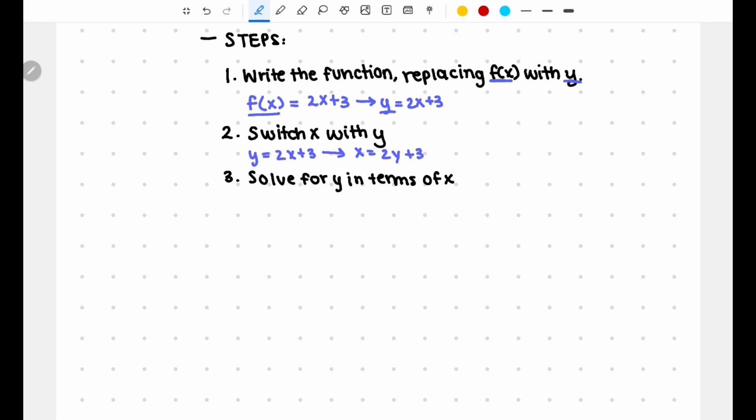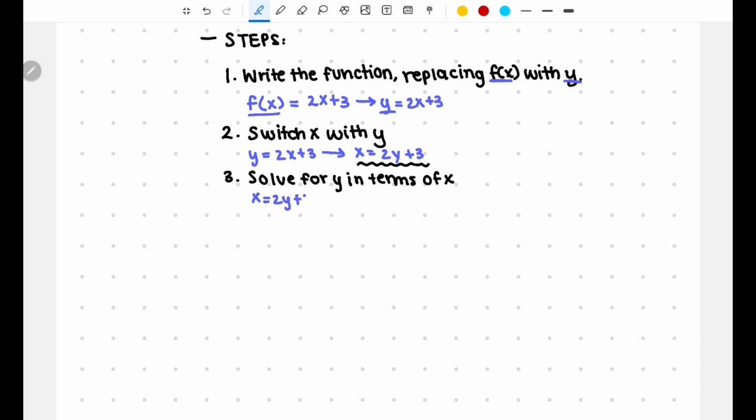Next, we're going to solve for y in terms of x. And this is from the equation that we have now in step 2. So this is where our literal equations come into play. So make sure to go revisit the literal equations video so that you get a better understanding on how to do some more complex ones. The main idea is pretty simple though.